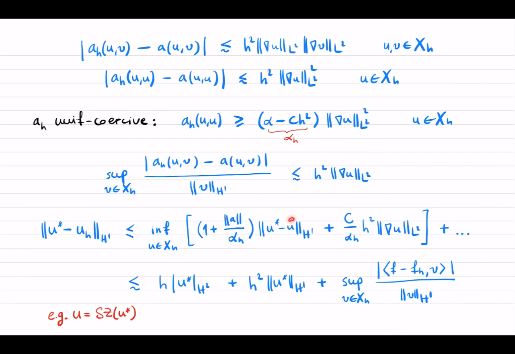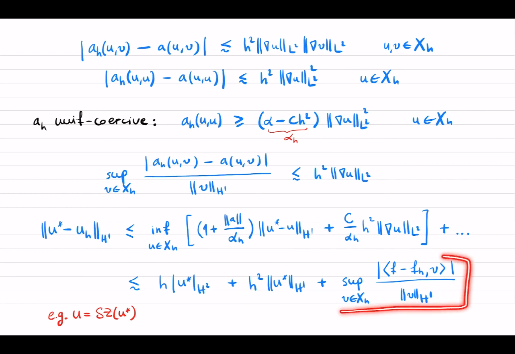And now we can substitute for u something reasonable like the Strang projection of u star. Then this difference is bounded by h times the H2 norm of u star. And we have stability, so nabla u will be bounded by the H1 norm of u star, and we get h squared in front. And the third term is the consistency of f_h, which we will bound next. And just looking at the first two terms, we see that this term coming from the consistency is actually higher order than this main term, so it's not going to harm the convergence rate.